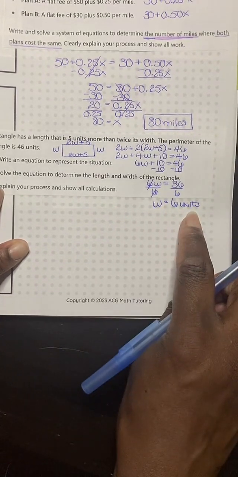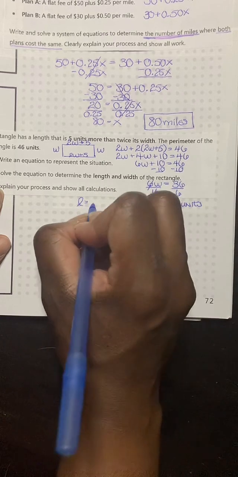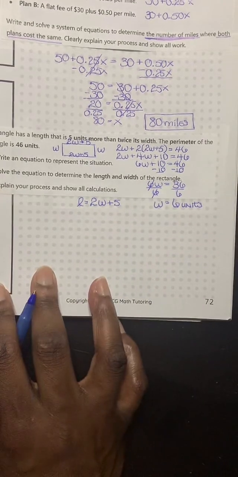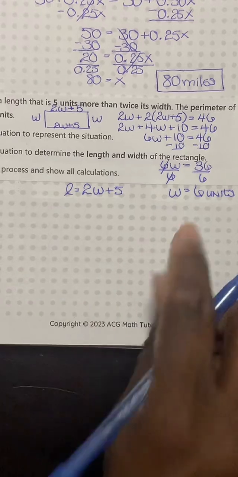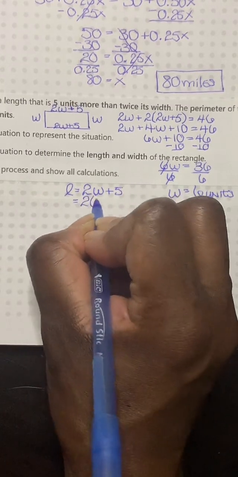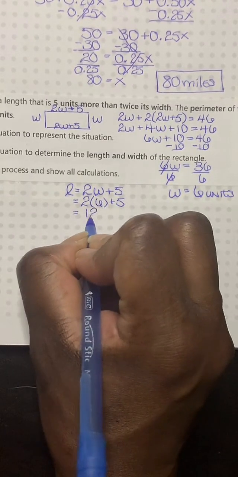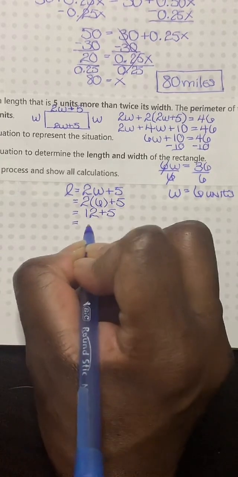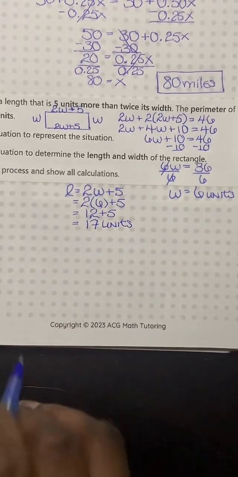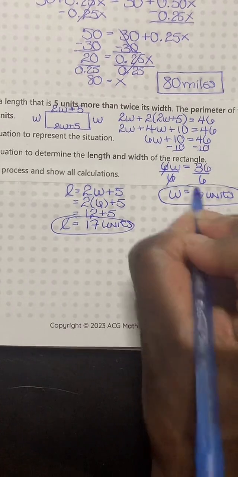So that's your width. Now remember, your length was basically 2 times the width plus 5. So since we already know what the width is, all we have to do is take the 6, plug it into the W. So we got 2 times 6 plus 5. 2 times 6 gives me 12, plus 5 will give me 17. So the length is 17 units. So your length is 17 units, and your width is 6 units.